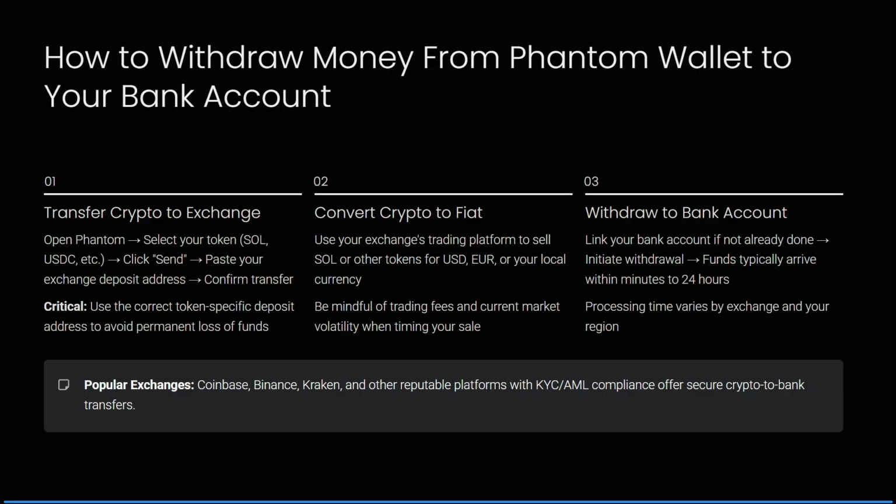Now, some of the popular exchanges you could use are Coinbase, Binance, Kraken, and other reputable platforms with KYC or AML compliance, which offer secure crypto to bank transfers.